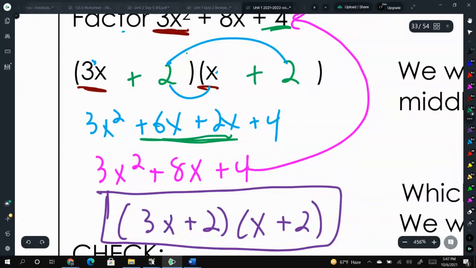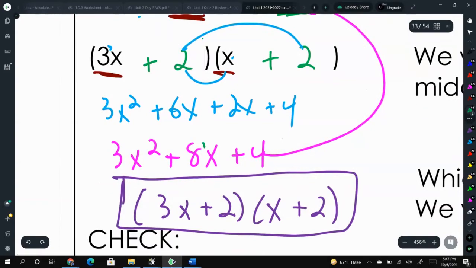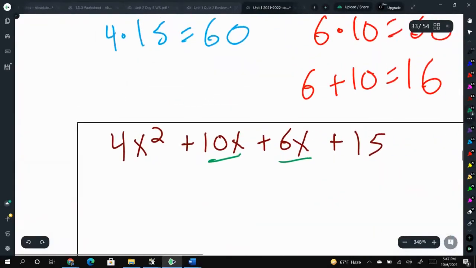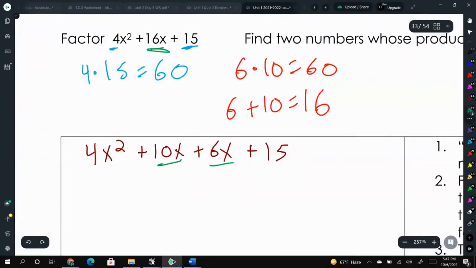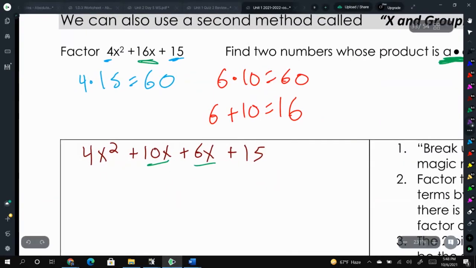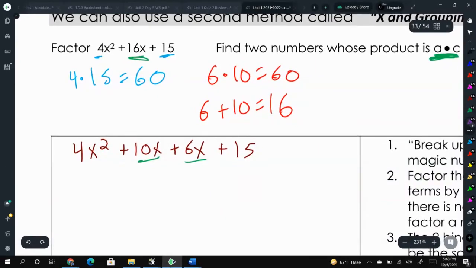Right here we had 6x plus 2x and we combined it to 8x. We're going in the other direction. We're going from 8x to the previous step. Except in this problem, from 16x, we're going to 10x and 6x. Then what we're going to do is look at the first two terms and ask, what is the GCF of 4x squared plus 10x?